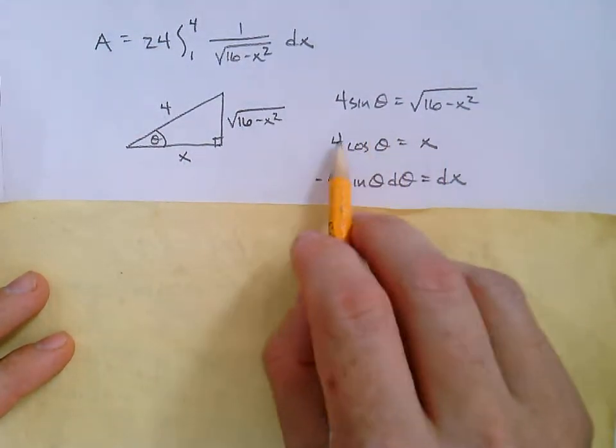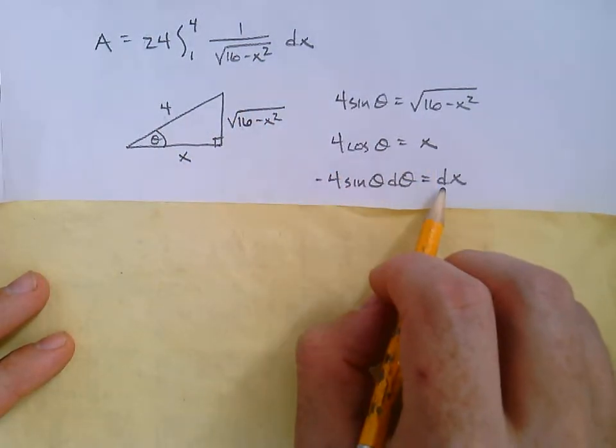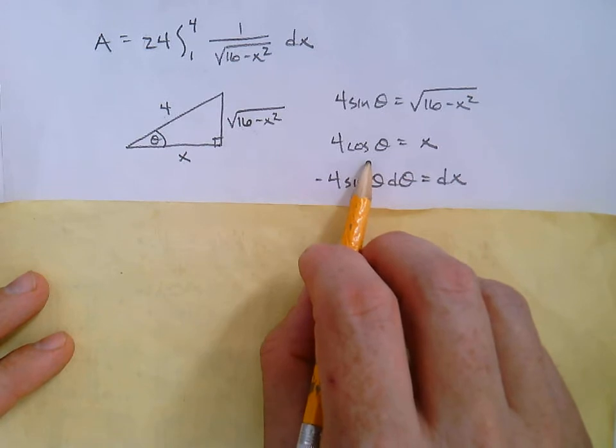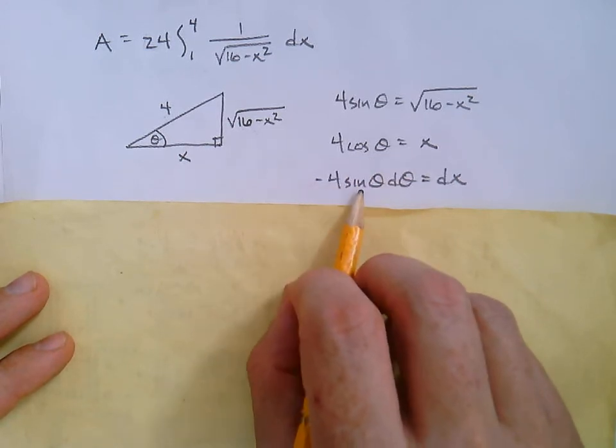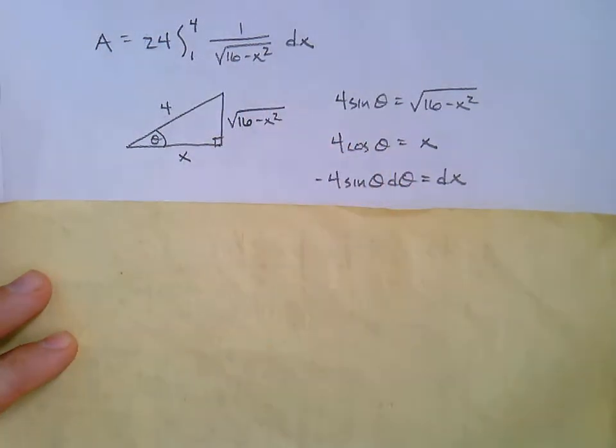Now the truth is I don't really need the x for my integral, but I do need it to help me get dx. So taking differentials here, negative 4 sine theta d theta would equal dx, and we've got a replacement for our denominator and our dx.